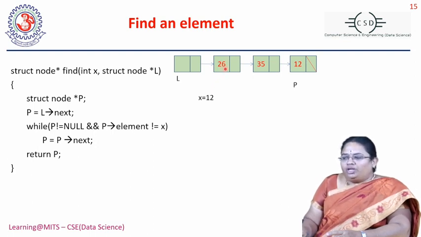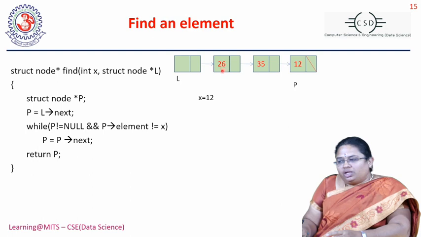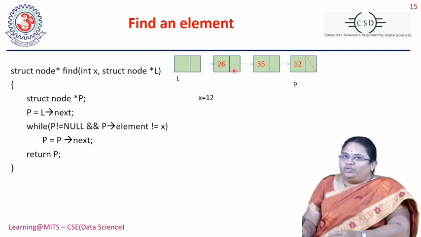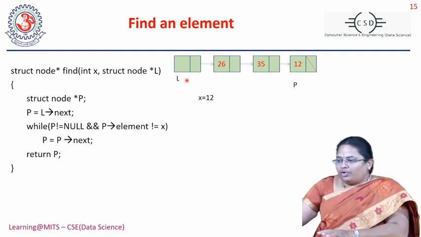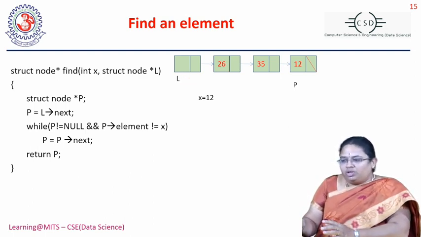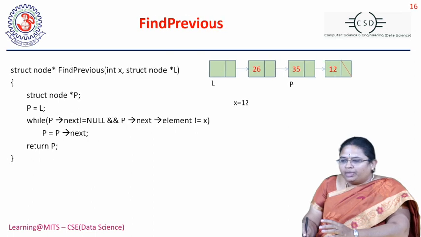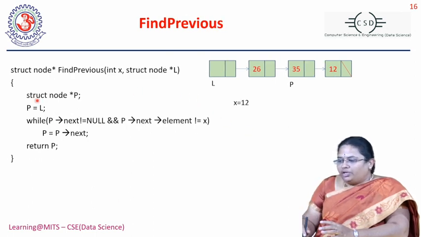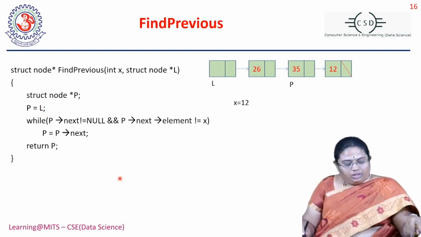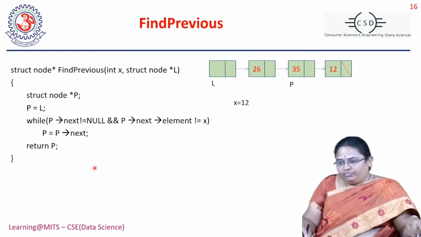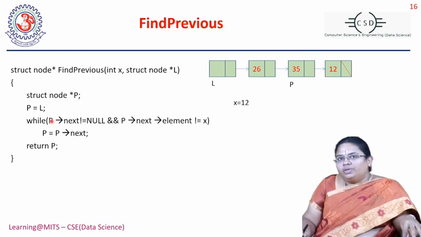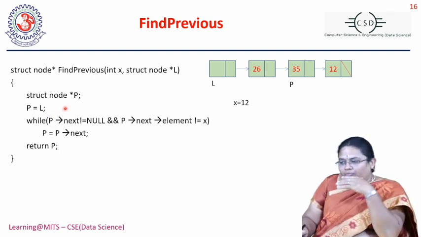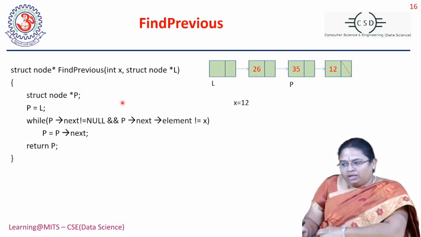But in find previous, we will be checking the next node's value from the previous node itself, because we have to stop one step before. So for find previous, the difference between find and find previous, I am telling. Here we have started with p equal to L in find, and in find previous we will also start with p equal to L, so from the first node we are starting.